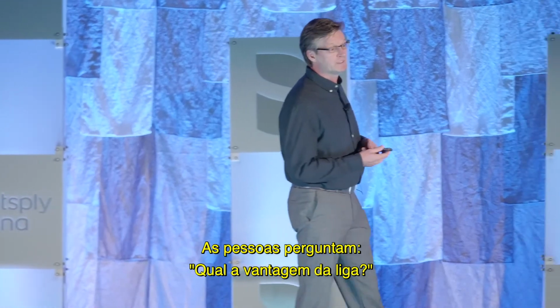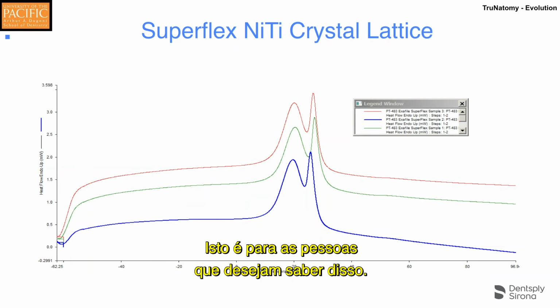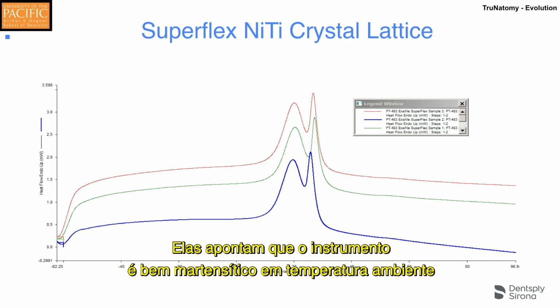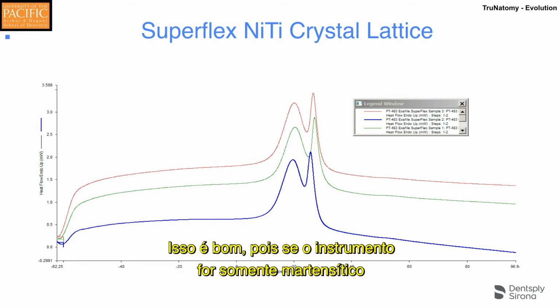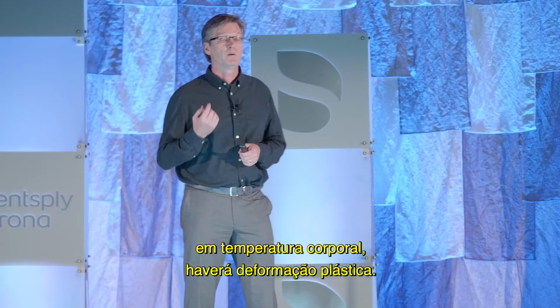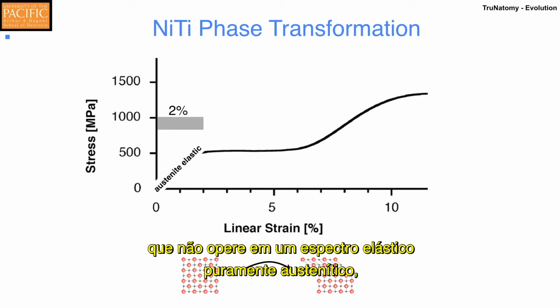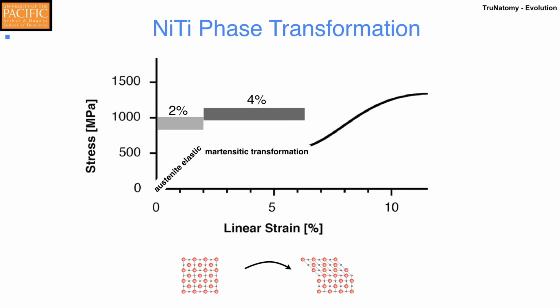People have asked, okay, what's the deal with the alloy? So this is, for those of you who are really keen on knowing this, these are the DSC curves. What they denote is that the instrument is pretty martensitic at room temperature and is going to be semi-austenitic at body temperature. This is good, because if you have an instrument that is purely martensitic at body temperature, it will plastically deform on you every time, right? So we need an instrument that is flexible, in other words, not operating in the austenitic elastic range, but operating somewhere in the martensitic transformational range, which is what this instrument does.